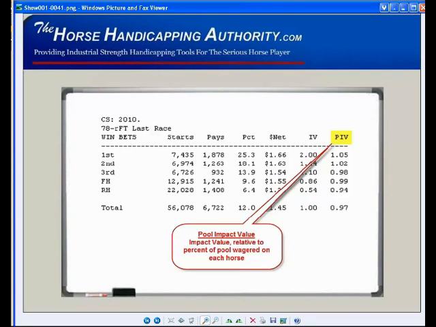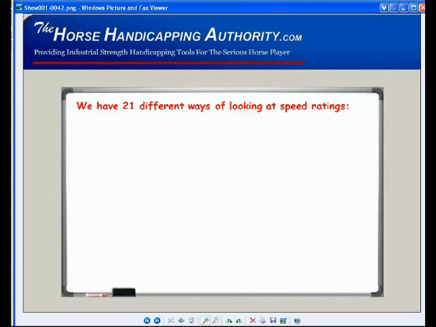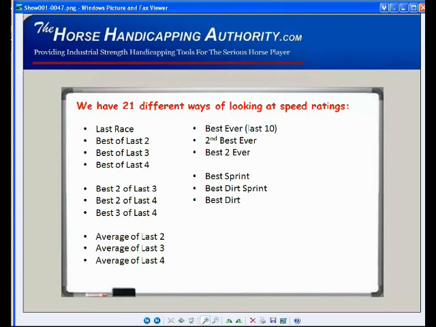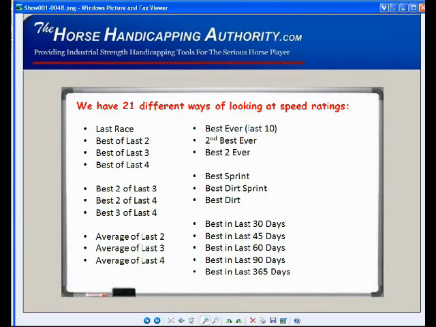Okay, 21 ways of looking at speed. First of all, we have last race, the single race matters kind of approach. So it's the best of last 3 races or the best of last 4, etc. We also have the multiple races, best 2 of last 3, 2 of last 4, 3 of last 4. We also have the averages, 2, 3, and 4. Then we have best ever, second best, best 2 ever. Then we have the others, best sprint, dirt sprint, or best dirt. And finally, we have the time limits.